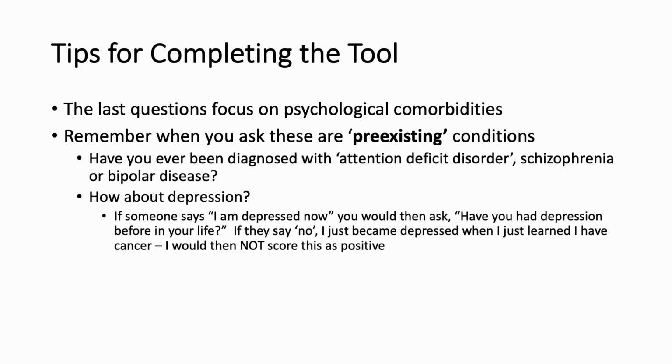So the last question focuses on psychological comorbidities. Remember, these are pre-existing conditions. Have you ever been diagnosed with attention deficit disorder, schizophrenia, or bipolar? When you ask about depression, someone says, I'm really depressed now, then you would ask, have you had depression before in your life? If they say no, I just became depressed when I learned I have cancer, I would not score this as a positive. So these are just some tips for completing it, and hopefully if you do it in your first couple quarters, you will be doing it with a clinician to actually coach you.